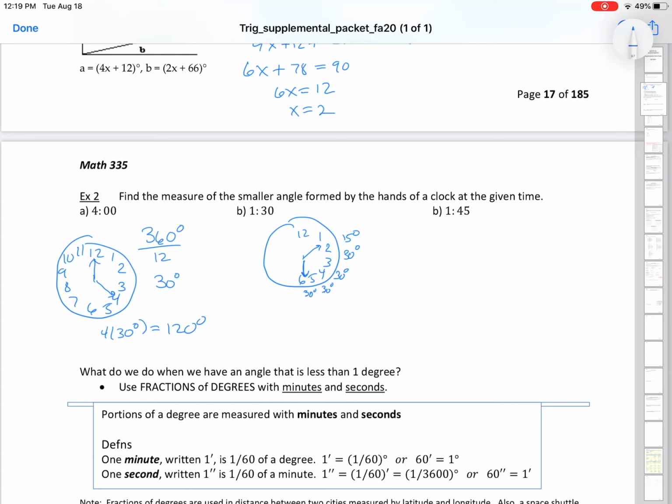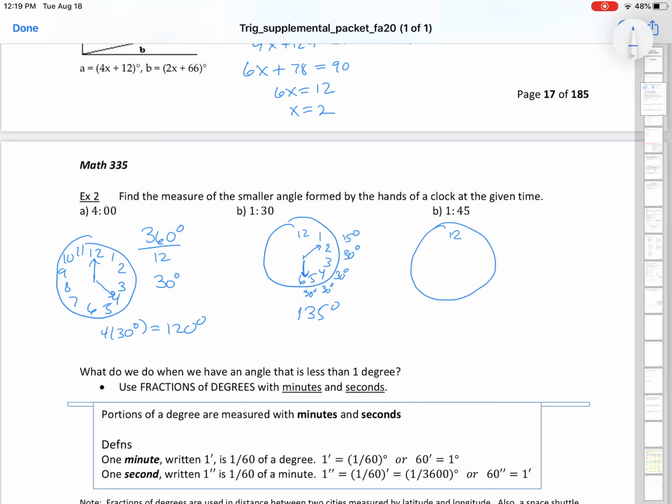So that's 30, 60, 90, 120, 135 degrees is that middle one there. Now, 145, how would we do that? Well, pretty much the same way. But we've got to be really careful.